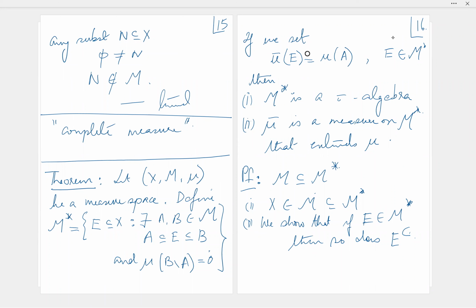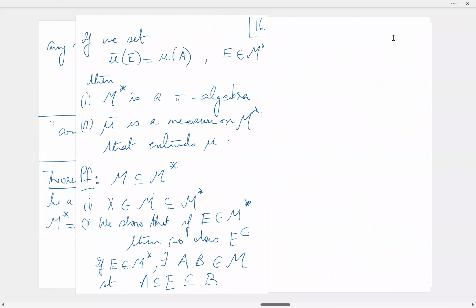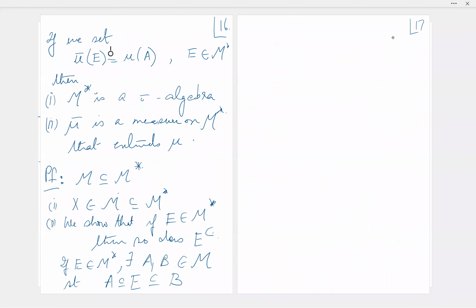So we'll come to that. Now, if E belongs to M star, there exist A and B belonging to M, look at the definition of M star, such that A is contained in E, is contained in B, and the measure of B minus A is zero.